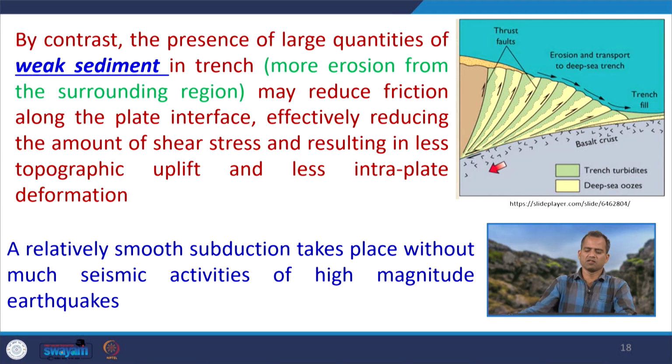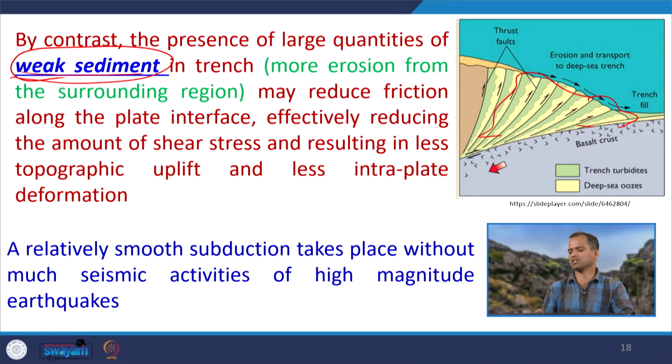By contrast, there is the presence of a large quantity of weak sediment here. Why weak sediment? Because the sediment which is consolidated and welded with the downgoing basaltic lithosphere or basaltic crust of the ocean is not affected. It goes down to the mantle or the asthenospheric system, where there will be dehydration and partial melting, but that is a separate issue. But here, if the sediment is weak, not consolidated or semi-consolidated, it can be easily scraped up from this downgoing slab, and will accumulate here, forming this accretionary prism.